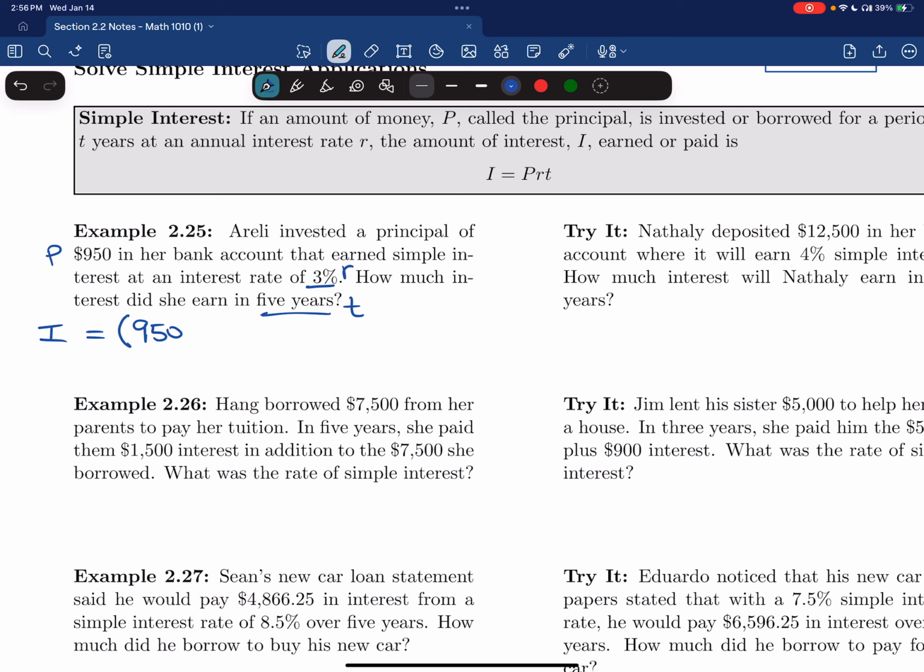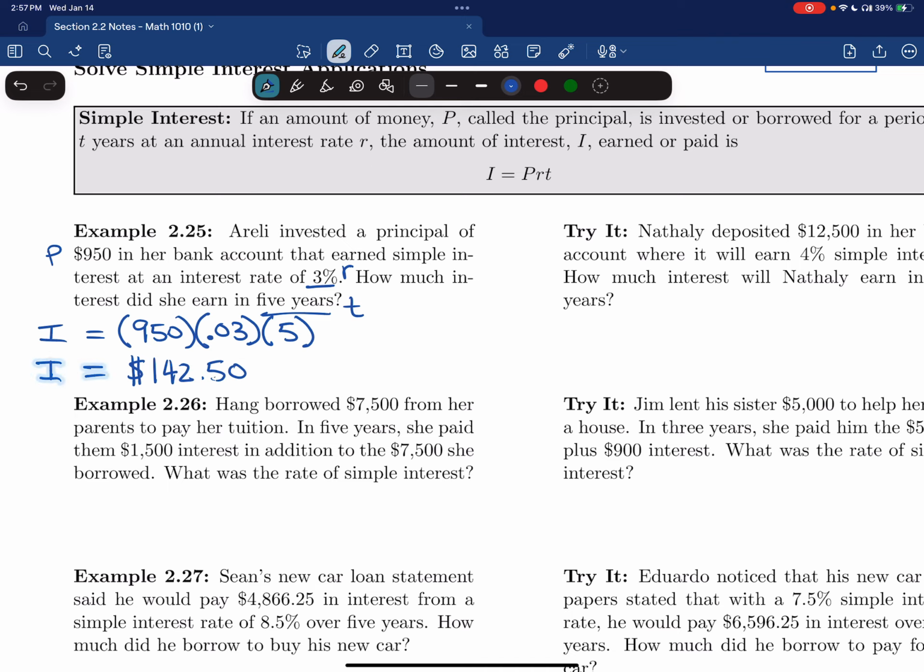So I will equal 950, that's my P, times R, the interest rate. Careful, turn it into a decimal. 3% is 0.03. And then multiply that by T, in this case, 5. Make sure T is in years. And when I multiply 950 times 0.03 times 5, that gives me $142.50.